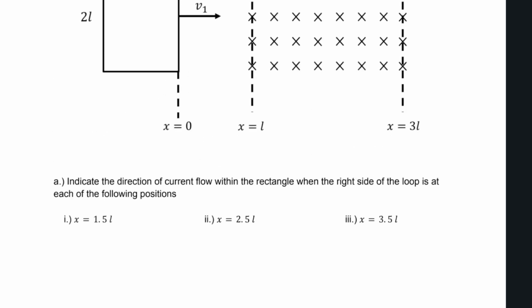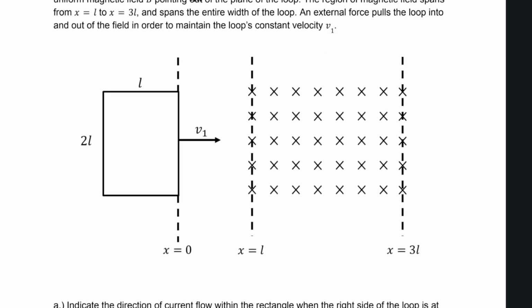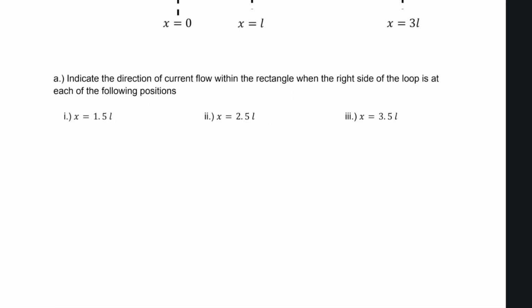So when x is 1.5 L, this means that the right side of the loop is at 1.5 L. So this corresponds to our loop being exactly halfway in and halfway out of the magnetic field, because it starts to enter at x equals 1 L, and it would be fully in at x equals 2 L. So there's all this magnetic field over here, and the loop is currently entering.